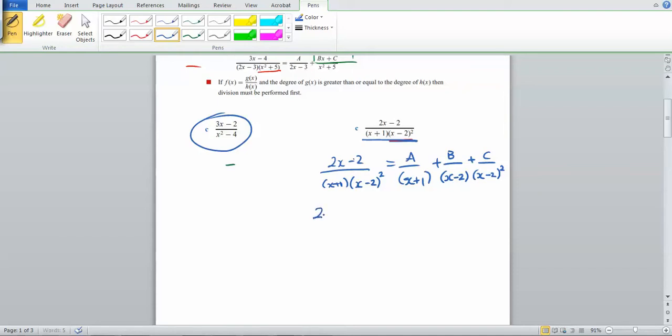Which leaves, on the left-hand side, 2x minus 2 is equal to, on the right-hand side, A outside of x minus 2 all squared, plus B outside of x plus 1, x minus 2, and I'm running out of room here, but plus C outside of x plus 1.